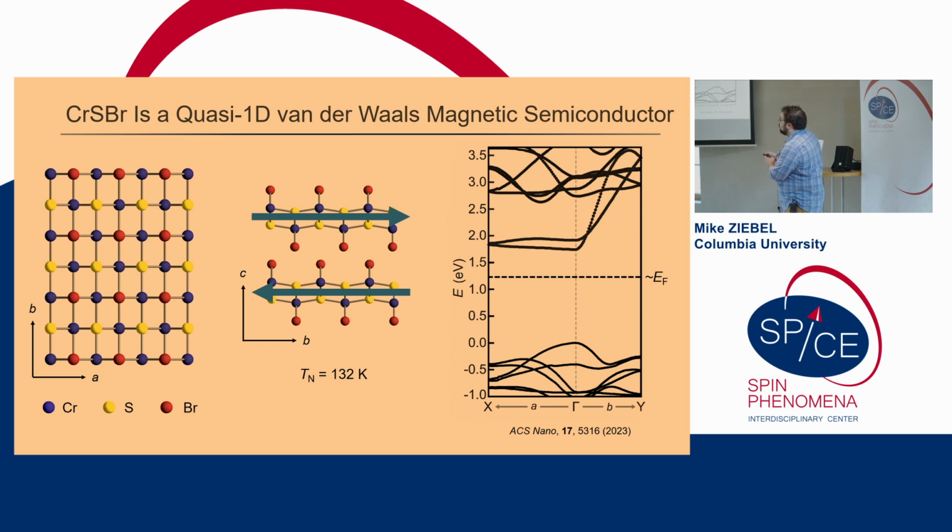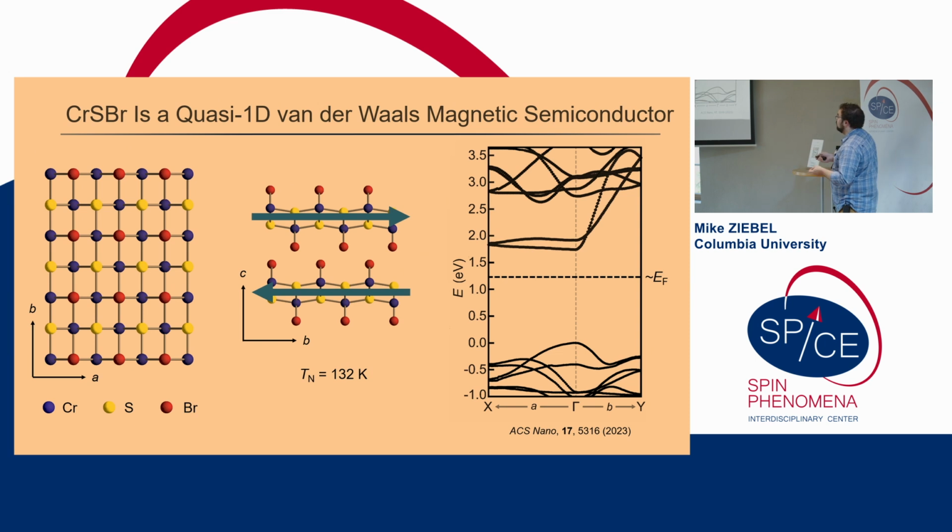So this means its two in-plane axes are crystallographically distinct. As a magnet, the pristine material is an A-type antiferromagnet, where the spins align along the b-axis within each van der Waals layer, but antiferromagnetically between adjacent layers.